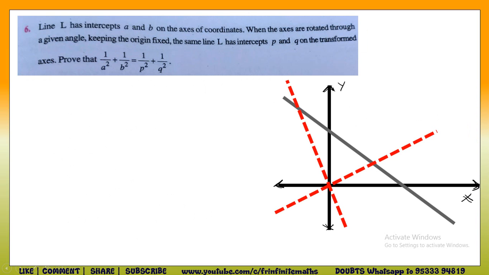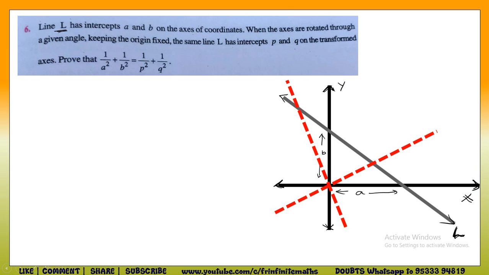Now this gray color line I am considering as my line L. So what is the line L given? That I am representing with this gray color. Now what he has given is that this line L has intercepts a comma b on the axes of the coordinates. That means this length is a, and from here to here this length is b.